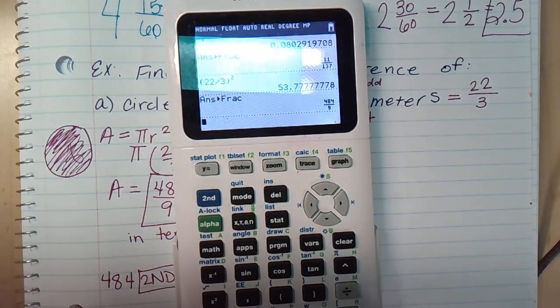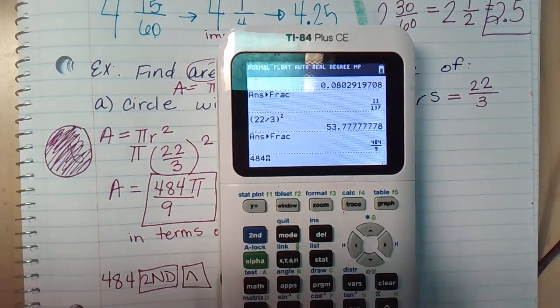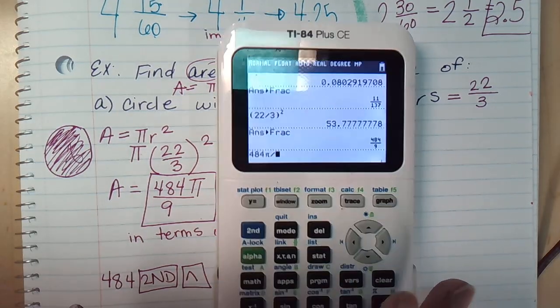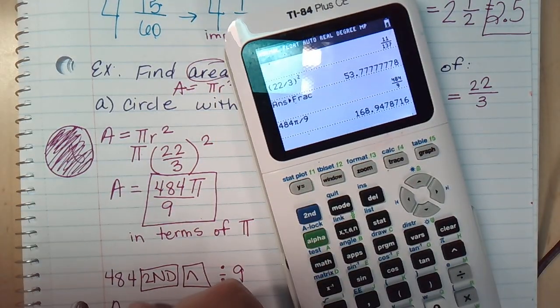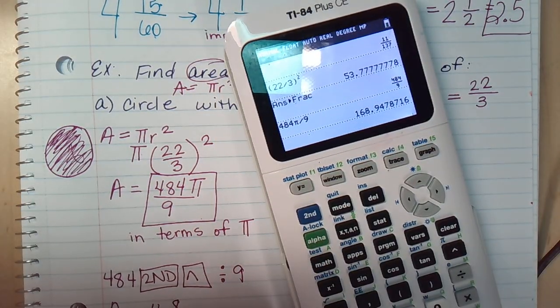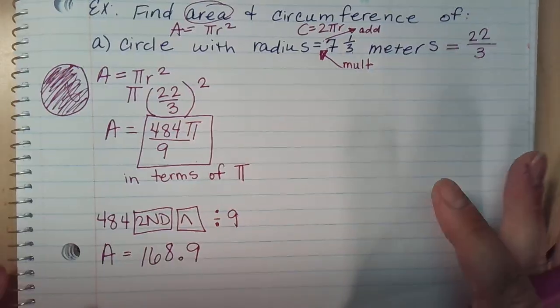Okay. So 484, second caret, that makes the pi, then divided by 9. And I get 168.9. Yeah. Your homework will tell you what to round to.